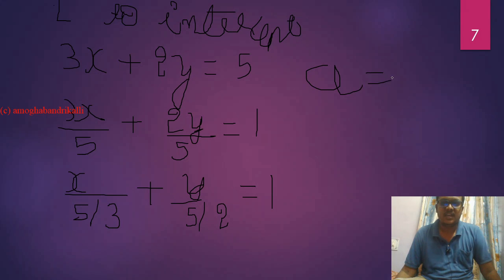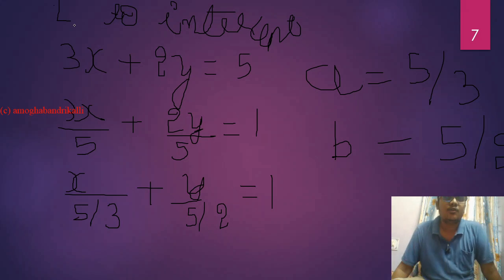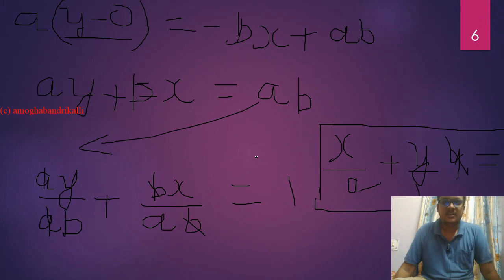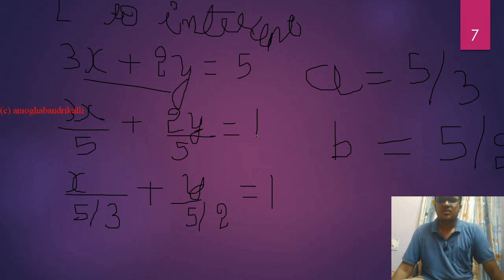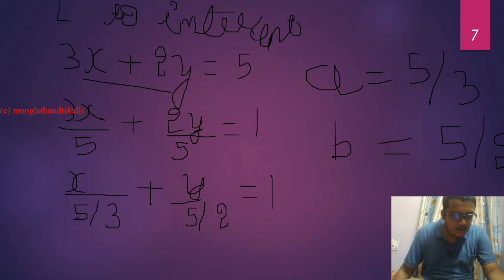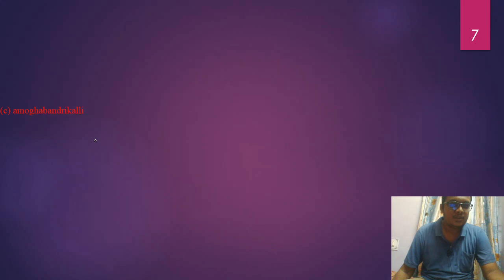So the intercept A value is given by 5 by 3 and the B value is given by 5 by 2. So you have converted the line to the intercept values. These are the A and B values. B is your y intercept and A is your x intercept. In y is equal to mx plus b, the constant is the b value. So these two are the intercept values. This is how, given a line, you find the intercept.